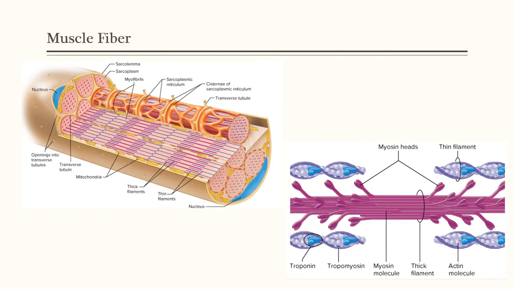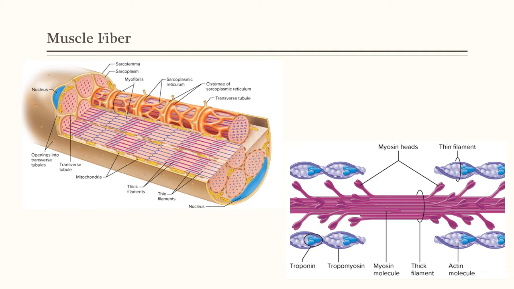Muscle cell, which is also called muscle fiber, is just like any other cell. It has a cell membrane, it has a nucleus, and it has cytoplasm and organelles. However, a unique feature of muscle cell, and especially here we're talking about skeletal muscle, is that it has contractile fibers called myofibrils. There are thousands of myofibrils in a muscle fiber, but they are arranged in small units, and each unit is called sarcomere.